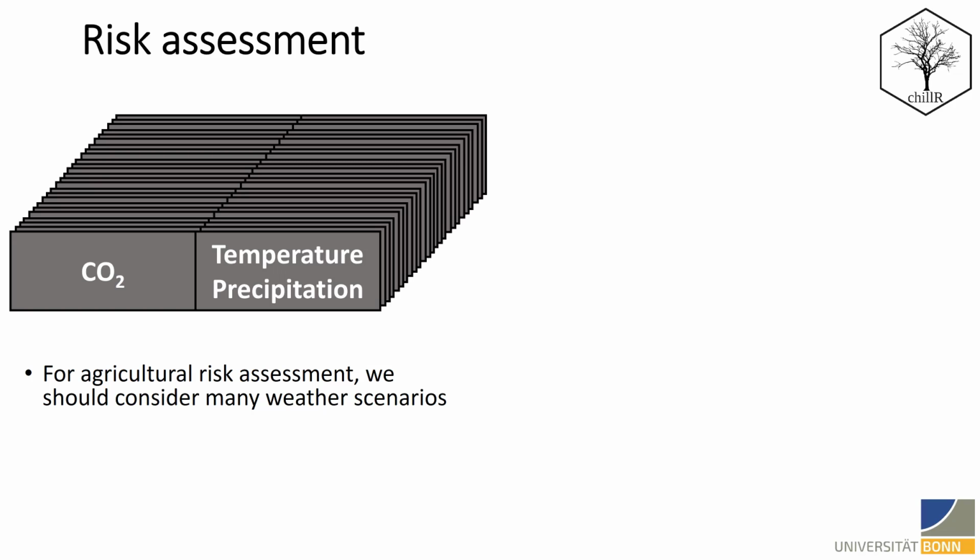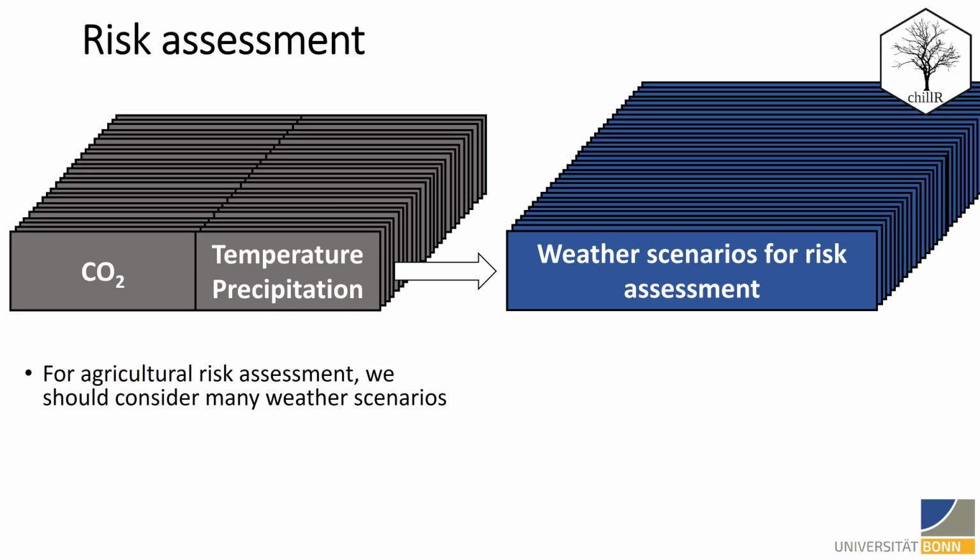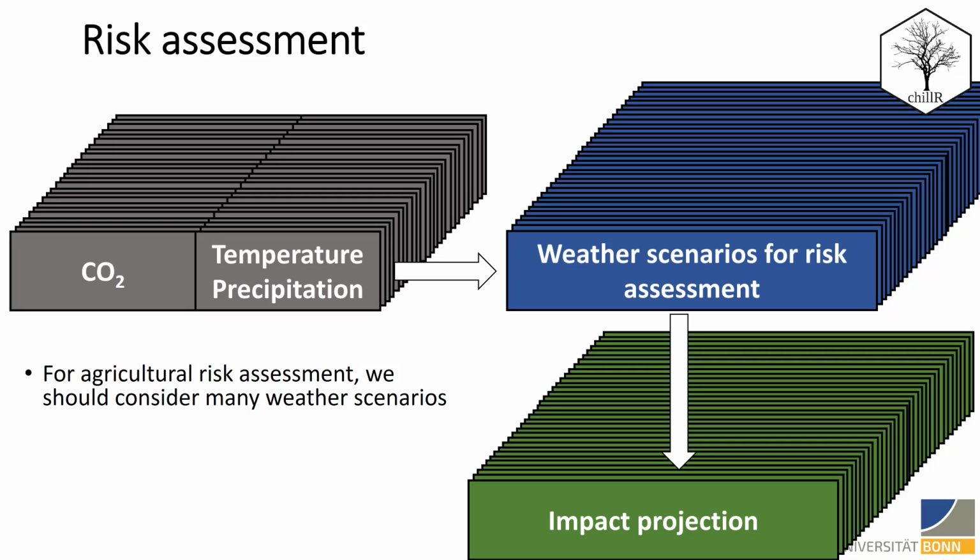So maybe we even need, well, if we have all these CO2 and temperature precipitation scenarios here, we may even need weather scenarios for risk assessment, meaning we take one of these inputs here and generate like a population of 100 years of representative weather, so we can get a feeling for in how many of these years we face a drought, or in how many of these years we face a heat wave, etc. So this is actually rather important for farmers, because they don't only need to know the average climate in the future, they need to know the distribution of the various weather metrics that concern them. And then we get to an enormous number of impact projections here in the end.